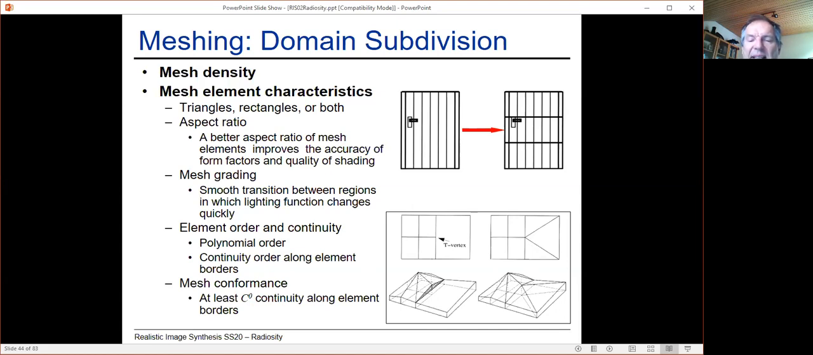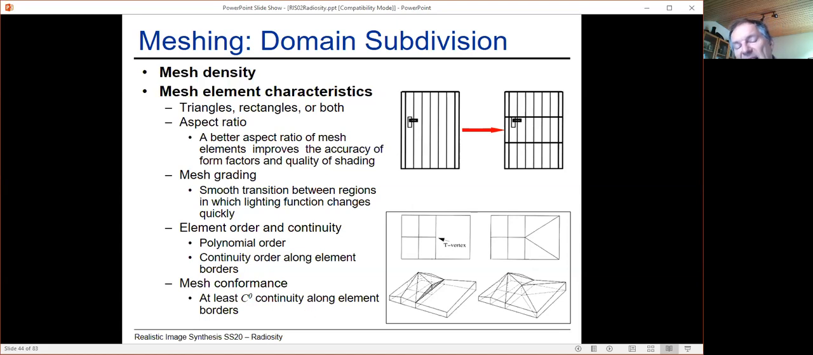Another thing is that we may consider some higher order functions, some polynomials, to describe radiosity, but then again we need an approach to have smooth transition between mesh boundaries, which is not easy.